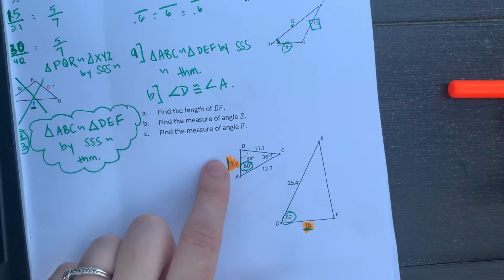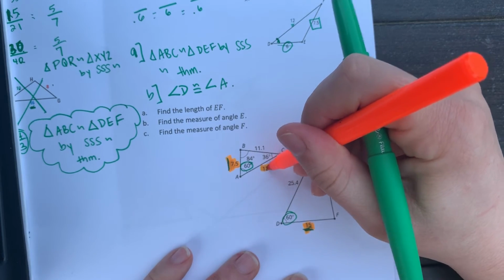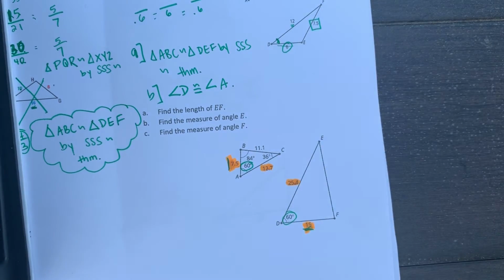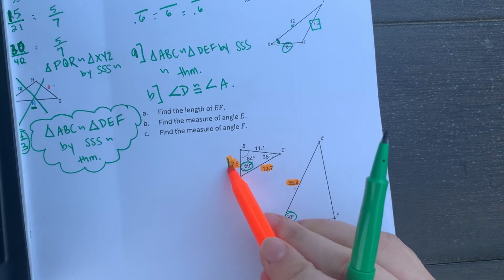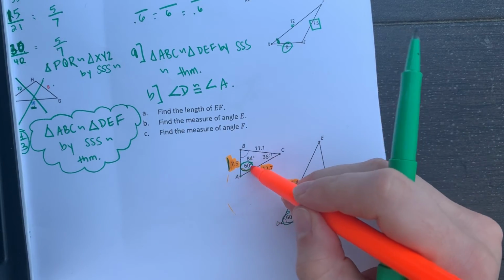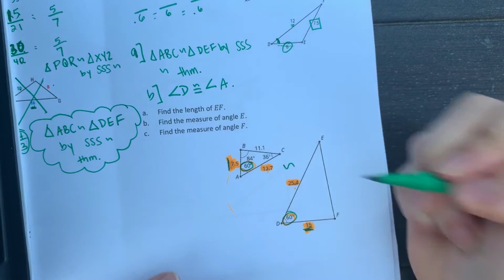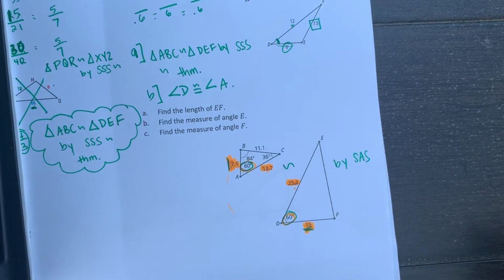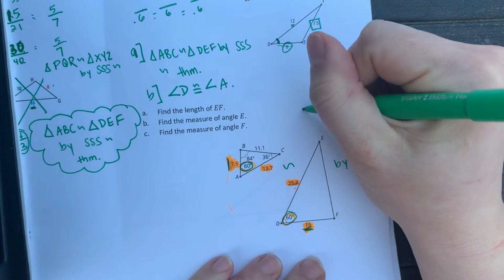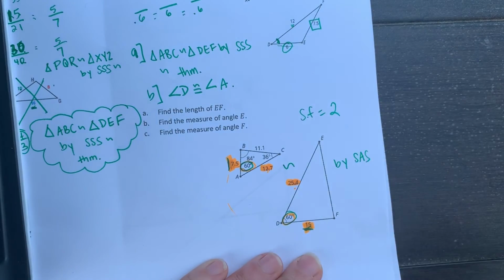Okay, so we have a side that appears to be proportional, and then the 12.7 also has a scale factor of 2 if you use the 25.4. So that gets doubled, and then, would you look at that, the angle between them is congruent. So these two are similar by SAS similarity. And moreover, we can tell that the scale factor from ABC to DEF is 2.